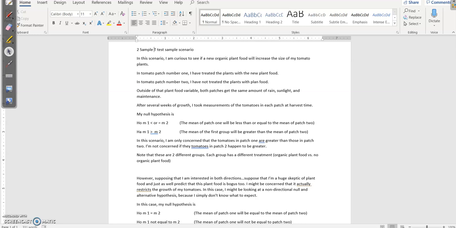We're going to imagine that I actually garden and that I have two tomato patches, and I'm curious to see if a new organic plant food is going to increase the size of my tomato plants. So in tomato patch number 1, I have treated all the plants with the new plant food. In tomato patch number 2, I've not treated the plants with the plant food at all.